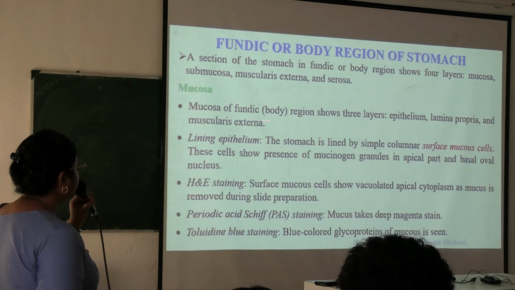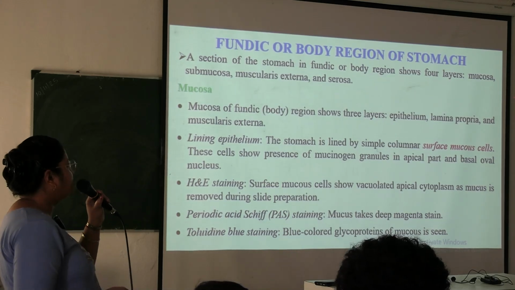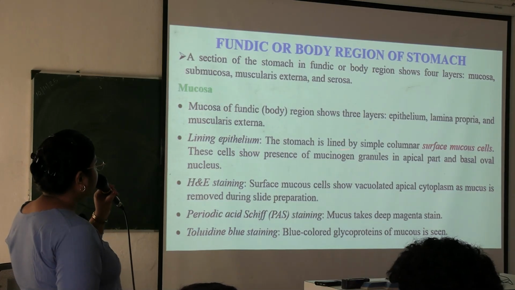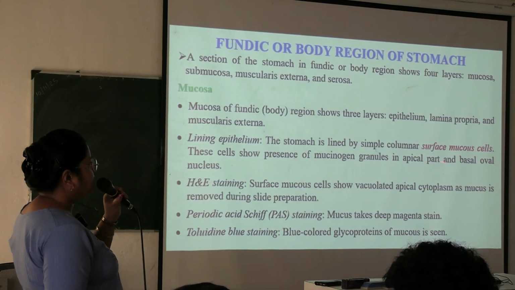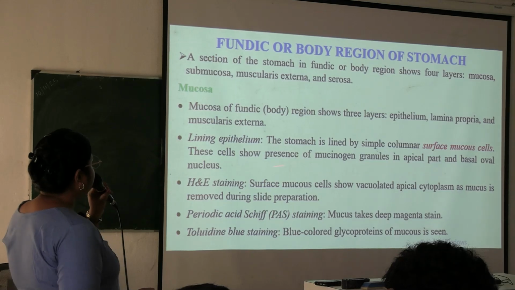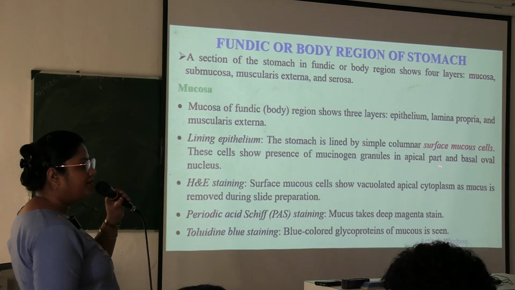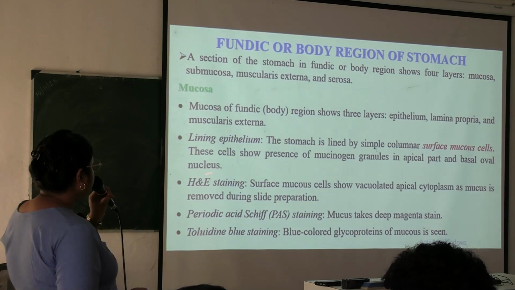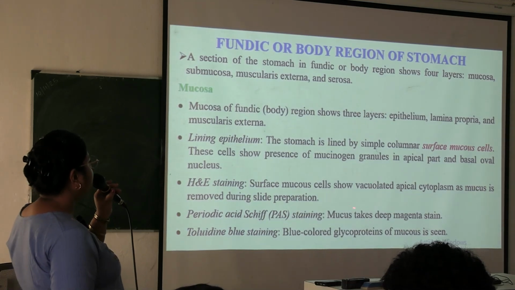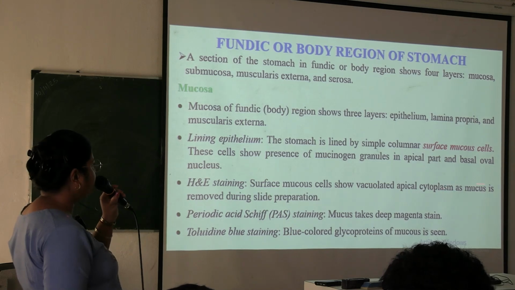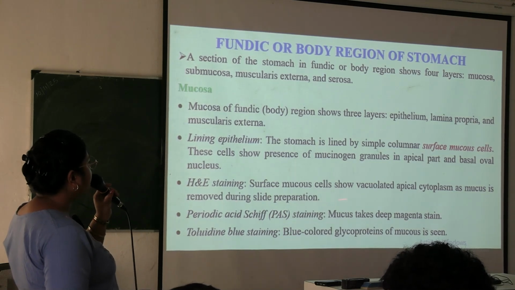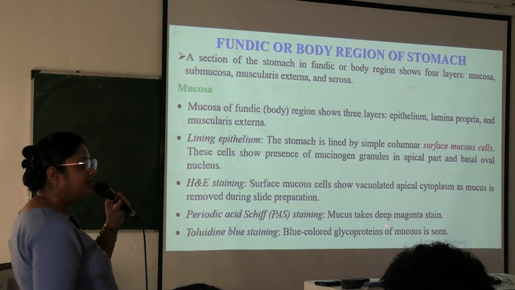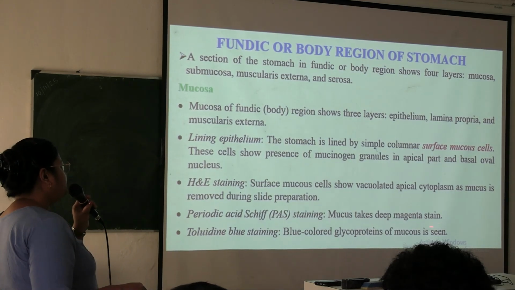Mucosa of the fundic region shows three layers: epithelium, lamina propria, muscularis mucosa. Lining epithelium: it is lined by simple columnar surface mucous cells, and these cells show presence of mucinogen granules in the apical part and a basal oval nucleus. In HE staining, surface mucous cells show vacuolated apical cytoplasm as mucus is removed during slide preparation. And in periodic acid Schiff staining, this mucus takes deep magenta stain.